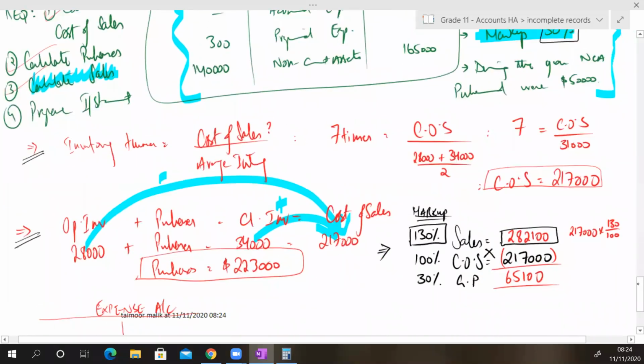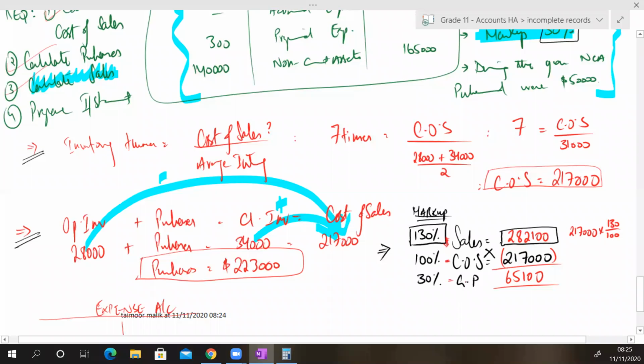Can you explain the markup again? Okay. देखो, you must not have any issue with this. Sales less cost of sales is equal to gross profit. इसमें तो मसला नहीं है ना. No.